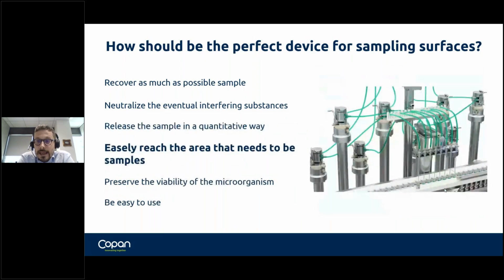Very important, this device should be able to reach any area that I need to sample. And as we were saying before, the poorly accessible areas are normally the ones at more risk of generating contamination, because if it's complicated to access an area to take a sample from it, it's also complicated, on the other side, to clean that specific area.